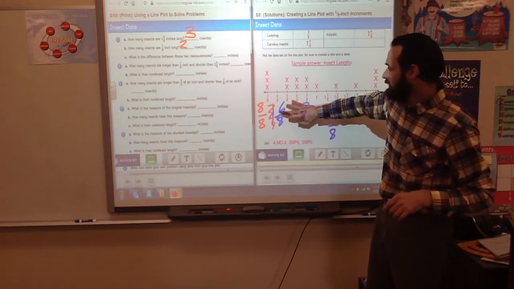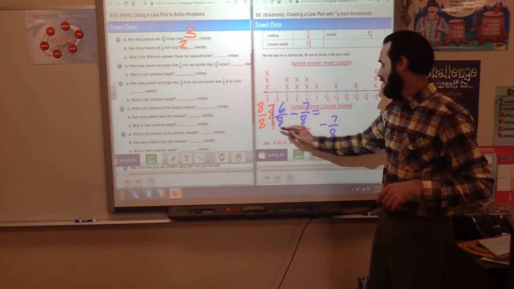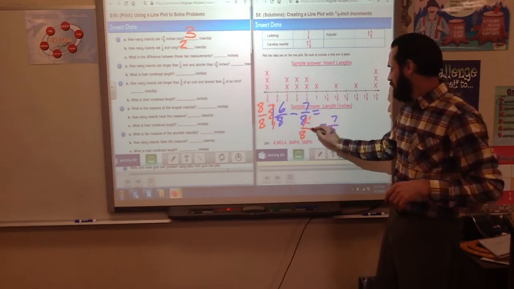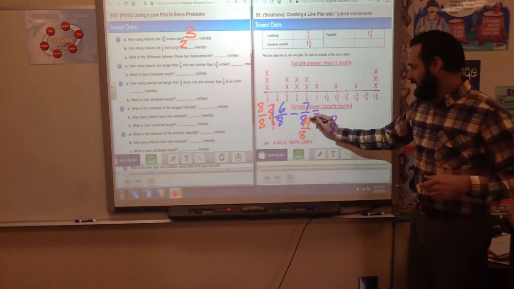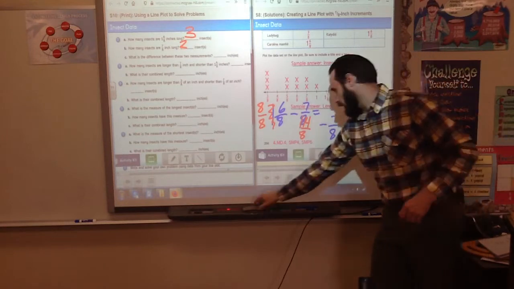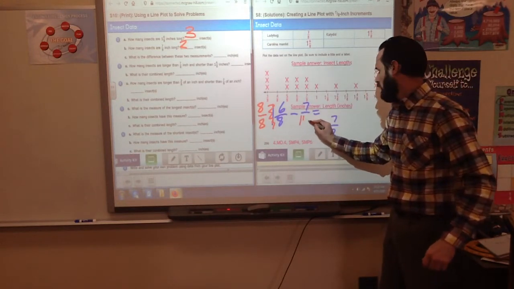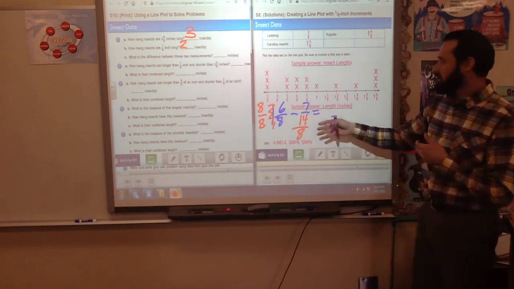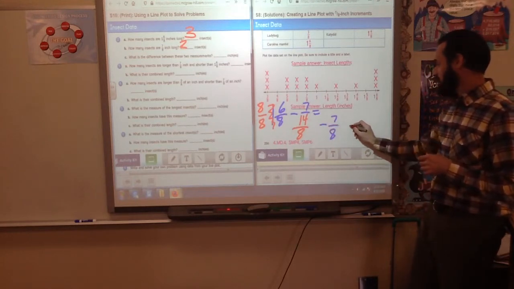We also have 6/8. So how many eighths would that be altogether? 8/8 and 6/8 would be 14/8. So what the problem becomes then is 14/8 minus 7/8.